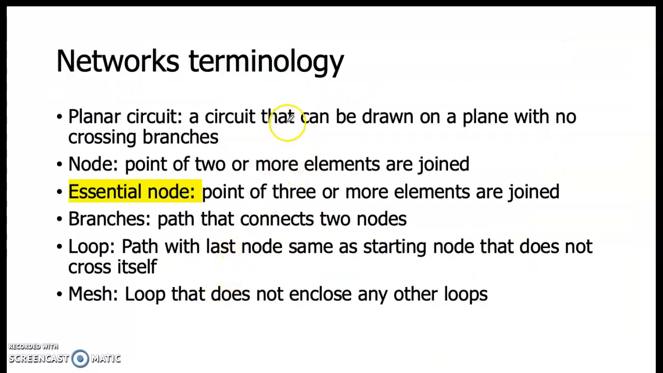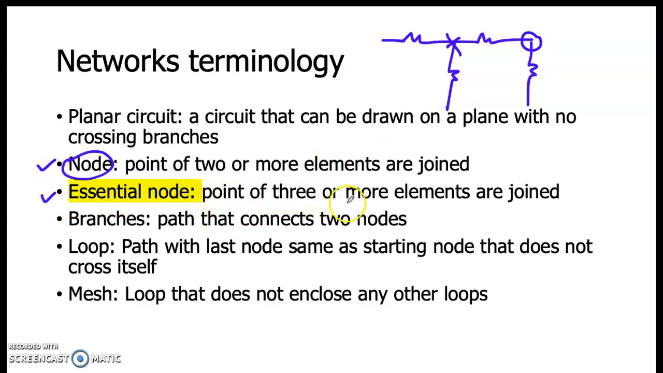Let's recall, what is a node? A node is where two or three branches meet. How many branches here? 1, 2, 3, right? So this is what we call a node. What is the difference between an essential node and a normal node? Essential nodes are points where 3 or more elements are joined. Let's say this is node A and this is node B. Node A is only joined between two branches, right? So we don't call this one an essential node.